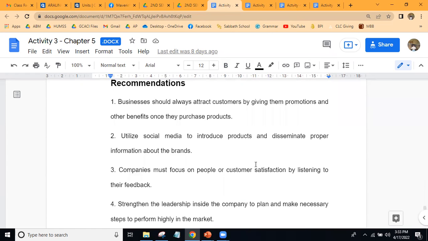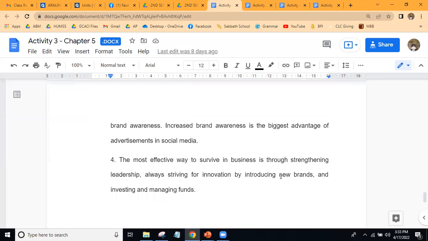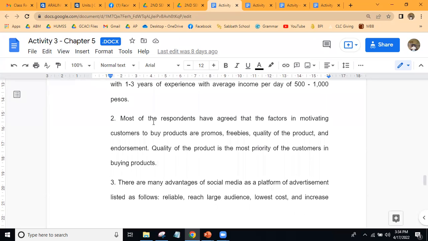Now, let's proceed to recommendation. Sa recommendation, so yan, magbe-base na tayo sa ating conclusion. Business should attract customers by giving them promos. So bakit ito naging recommendation? Why? No, why? Why this is the recommendation ng grupong ito, no? Dapat daw yung mga businesses should always attract customers by giving them promotions. Kasi sabi nung kanilang conclusions, no?